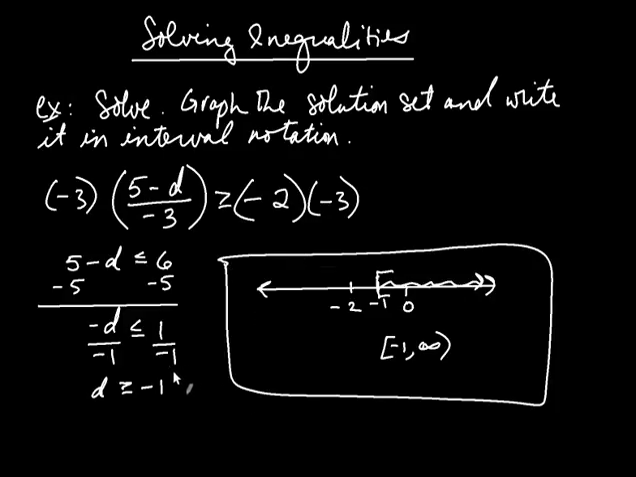Just one word about this problem. At this stage, when we had -d was less than or equal to 1, right, I divided both sides by -1. Sometimes people accidentally add 1 here, and you don't want to add 1, and the reason is because this is the same as -1 times d, right? This is multiplication right here, and to undo multiplication, we need to use division like we did here. Okay, let's try another one like that.